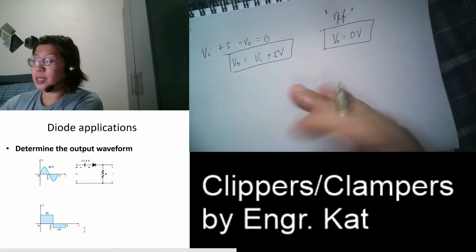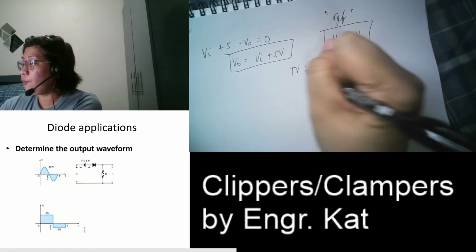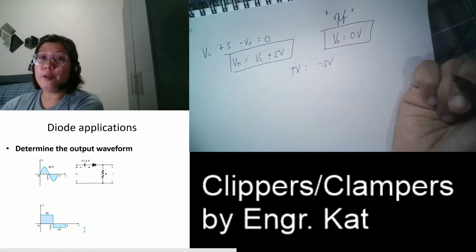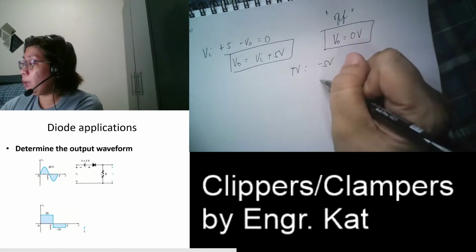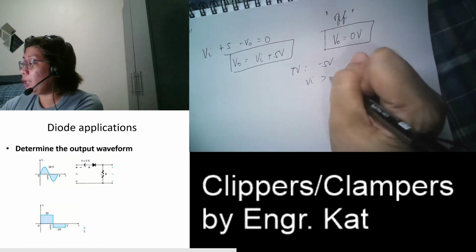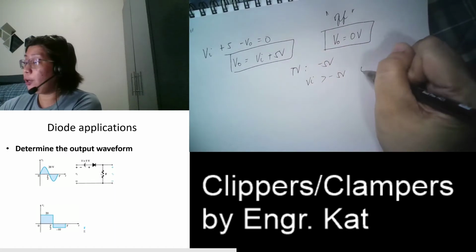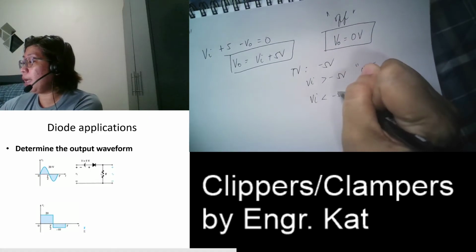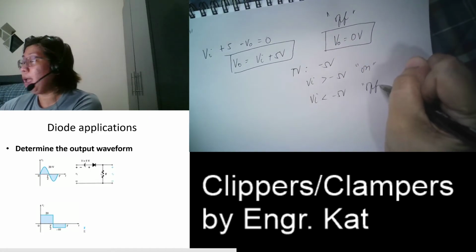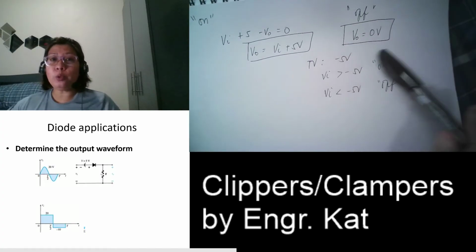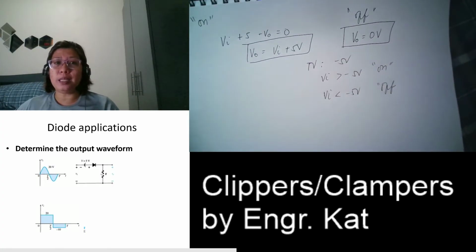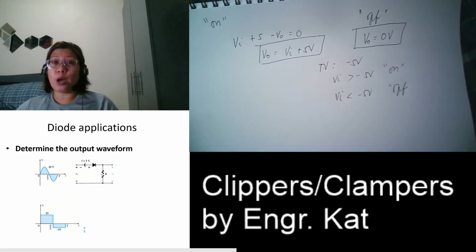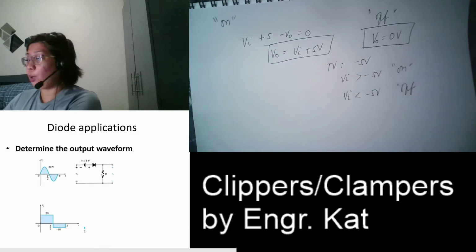We just need this, and we need that your transition voltage is equal to negative 5. When your VI is greater than negative 5, your diode is in the on state. When your VI is less than negative 5, your diode is in the off state. Once we know this, we can easily draw the output waveform. So how do you draw the output waveform?